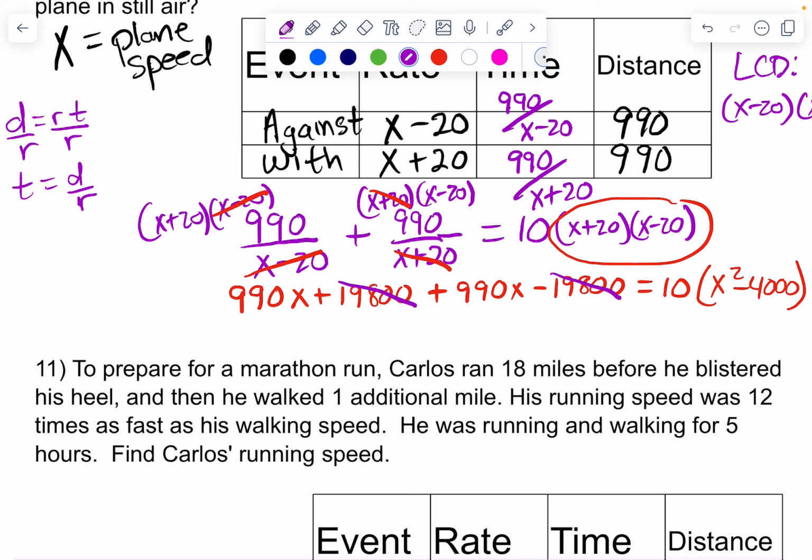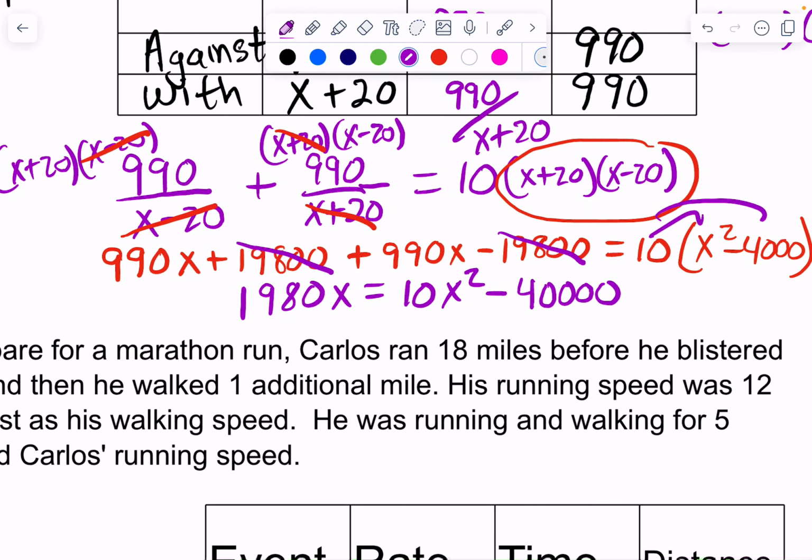And 990 plus 990 equals 1980x, which equals, I distribute the 10x squared minus 40,000.